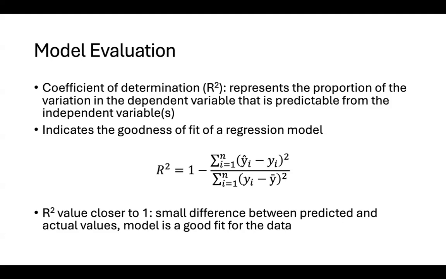This equation shows how the R-squared value is calculated using y hat, which is the predicted value, yi, which is the actual value, and y bar, which is the mean value. An R-squared value closer to 1 means that there is a small difference between the predicted and actual values, and the model is a good fit for the data.